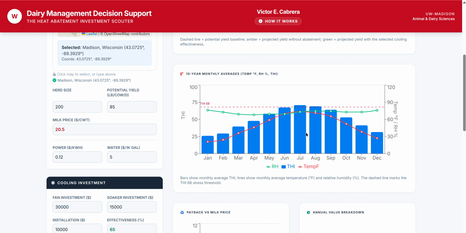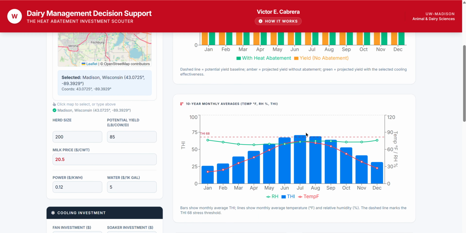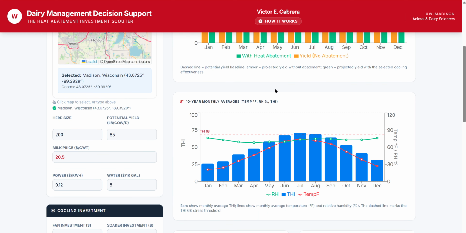On the right side of the screen, the 10-year monthly averages chart displays bars for monthly THI and lines for temperature and relative humidity. The dashed line at THI 68 marks the heat stress threshold. High-producing dairy cows begin experiencing heat stress when THI exceeds 68. Months where the bars reach or exceed this line are the months where milk losses and cooling benefits are concentrated.